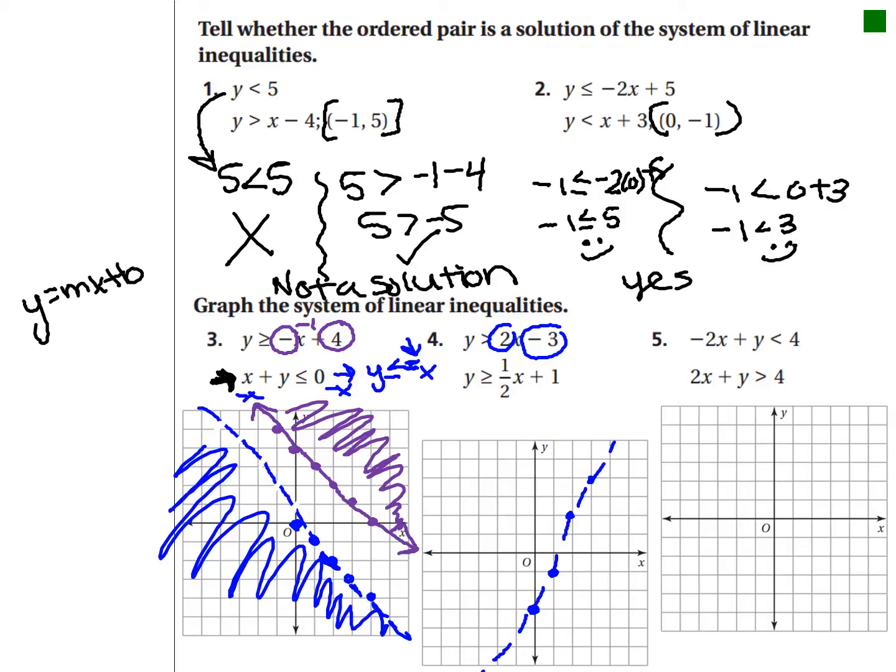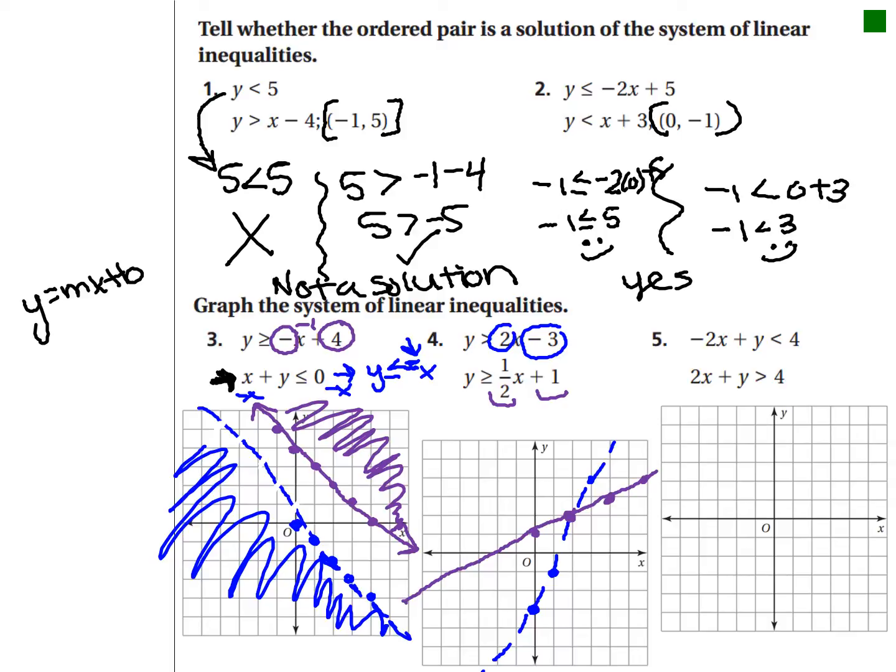All right, and next one, I'm going to do it in a different color. Slope is a half, intercept is 1. Starting off at 1, we'll go up 1 over 2. Up 1 over 2. Up 1 over 2. All right, and this is filled in because it says equal to.